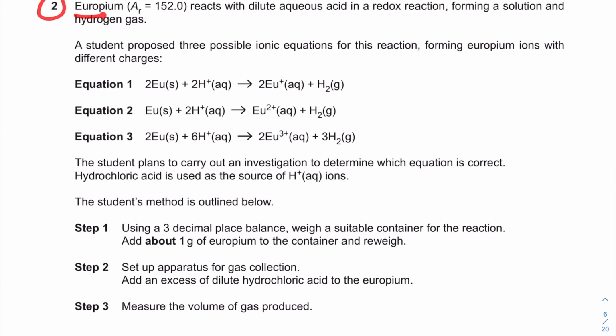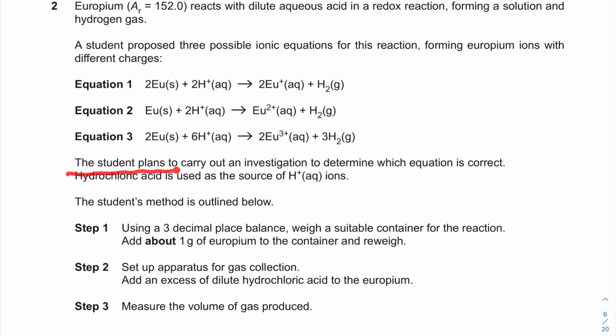Question 2. Europium with relative atomic mass 152 grams per mole reacts with dilute aqueous acid in a redox reaction, forming a solution and hydrogen gas. A student proposed 3 possible ionic equations for this reaction, forming europium ions with different charges. Equation 1, this is stoichiometric mole of 2 to 1. Equation 2, stoichiometric mole of 1 to 1. Equation 3, stoichiometric mole of 2 to 3.